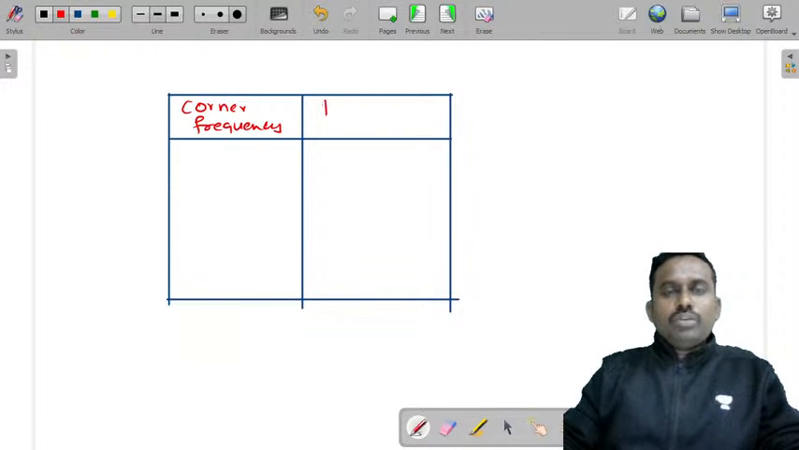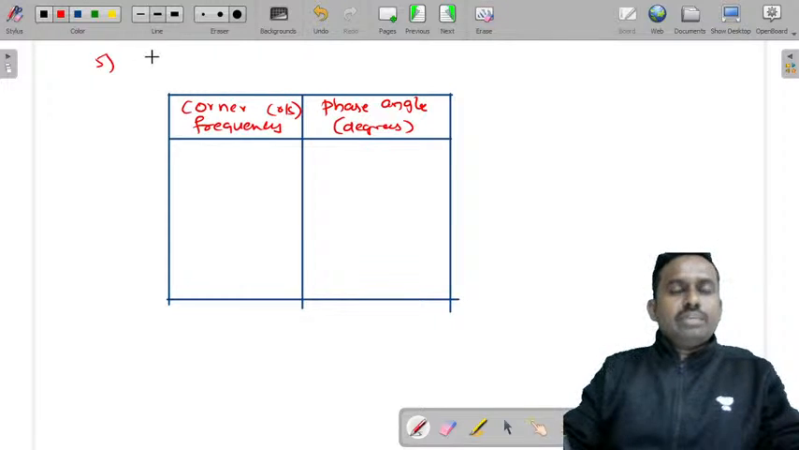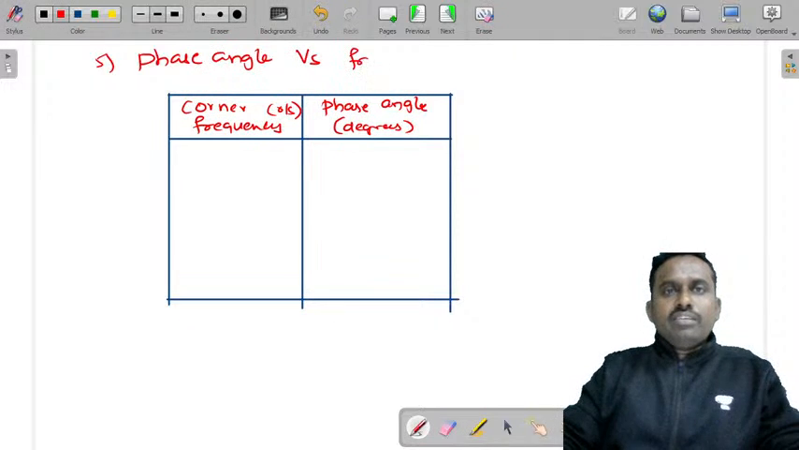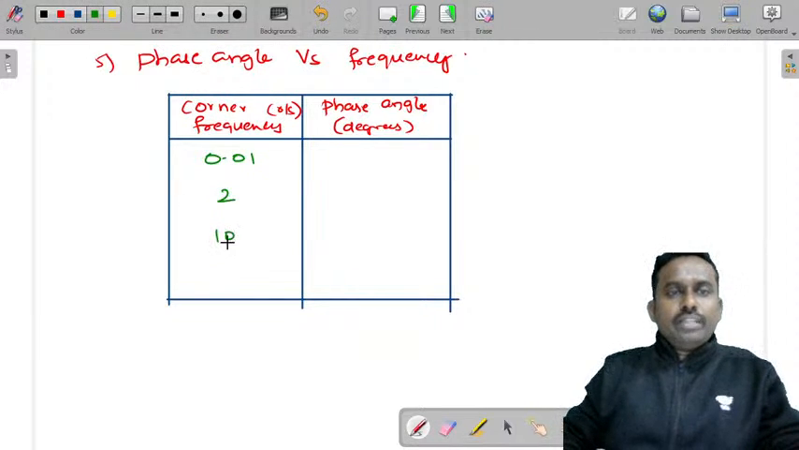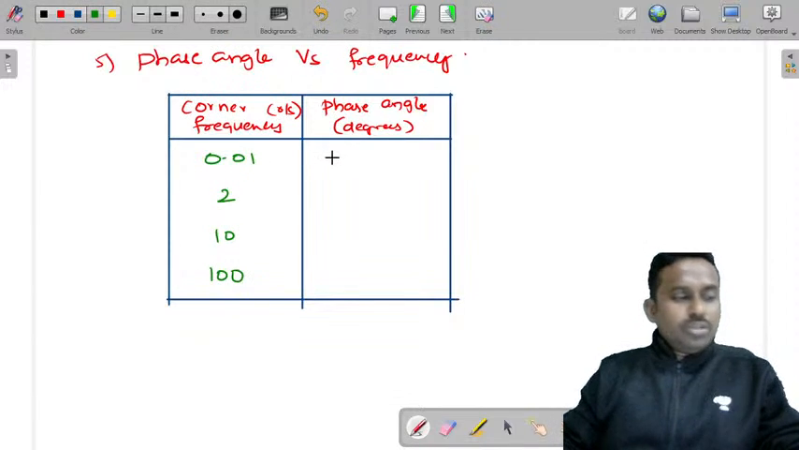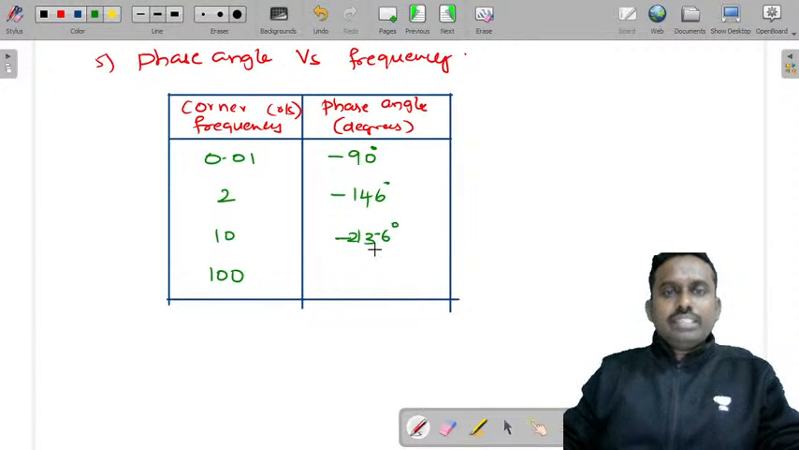What is the phase angle? This corner frequency is in radian per second and this is in degrees. So can I write this fifth step as phase angle versus frequency? Yes, you can. So what is the first corner frequency? 0.01. Second 2, then 10 and 100. For 0.01, what is the value we got? Minus 90 degrees, minus 146 degrees, minus 213.6 degrees, minus 263.1 degrees.